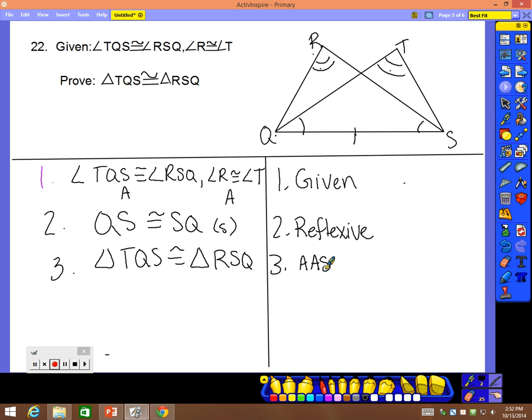So drawing the picture, reading carefully through the given, marking the indicated markings that it gives us, I'm looking for our clues. Our clues were parallel lines, vertical angles, and reflexive sides, right? We're looking for those things as we begin to do our proofs. Good luck, and we'll see you tomorrow.